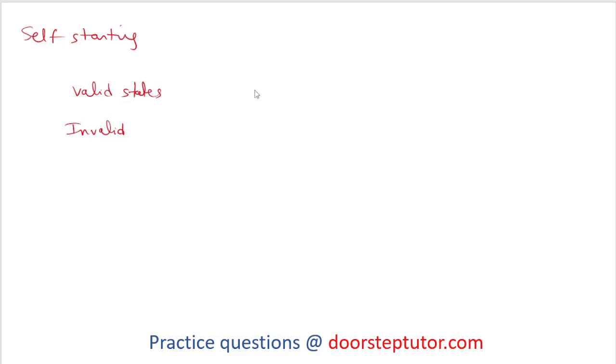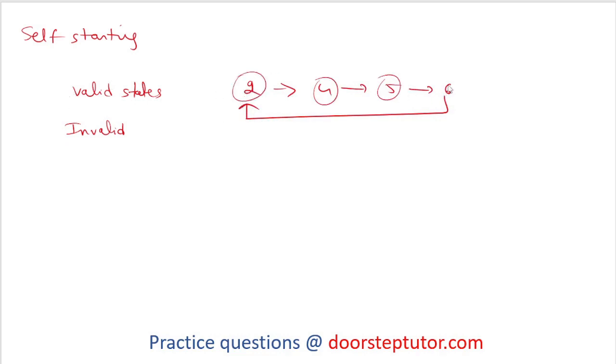So suppose valid states are 2, 4, 5, 6 and then it goes again back to 2. So these are the 4 valid states that we have. This is just an example. And invalid states in this case are 0, 1, 3 and 7. So the counter should not enter into any of the invalid states.